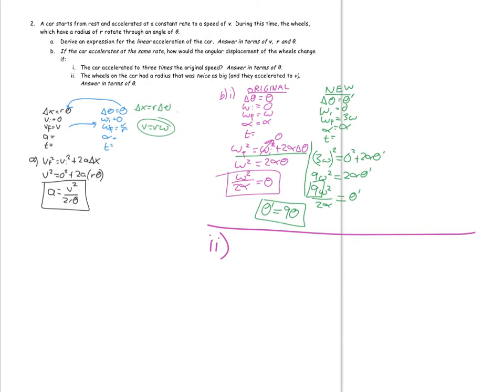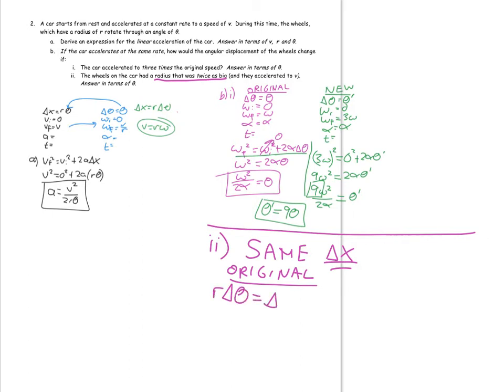For the second part, we're concerned with the case where the wheels on the car had a radius that was twice as big and still accelerated to a speed of v. So in this case, if the car is accelerating to the speed of v with the same linear acceleration, that means it's going to have the same delta x in both cases. So I'm going to set up my original and new here as well, but I'm going to use this as my link. So I can say that delta theta times r is going to be equal to delta x.